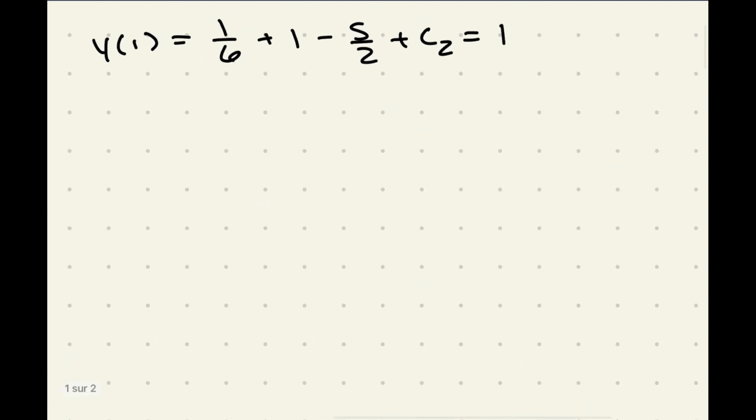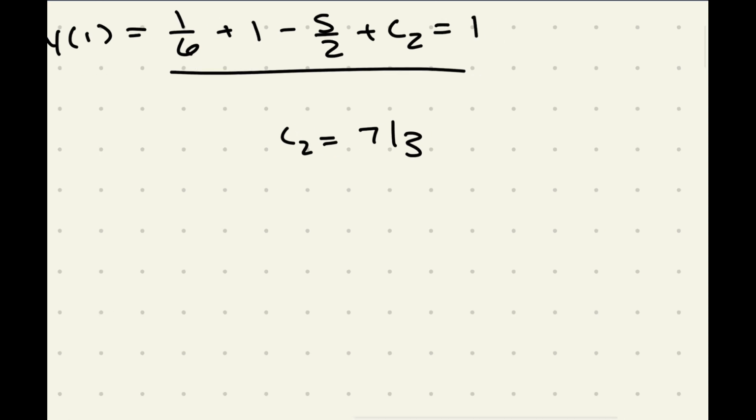When you put this equation in the calculator, it brings back c2 equals 7/3. We'll just double check. 1/6 plus 1 minus 5 divided by 2 minus 1. Yep. Gives us 7/3.